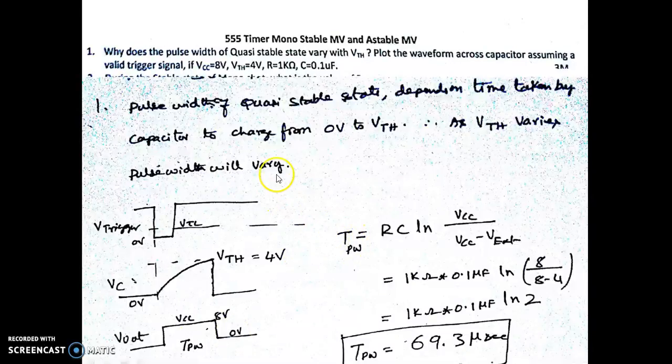Since the VTH is not 2/3 of VCC, we have to consider a different equation for the pulse width, which is not 1.1 RC. Now it is no more 1.1. It is the natural log of VCC by (VCC minus V external). Since this V external is 4 volts, that is VTH equal to 4 volts, we actually get the expression for the pulse width, which happens to be 69.3 microsecond. So it will not be 1.1 RC, it will actually be 0.69 RC, because ln of 2 is 0.69.